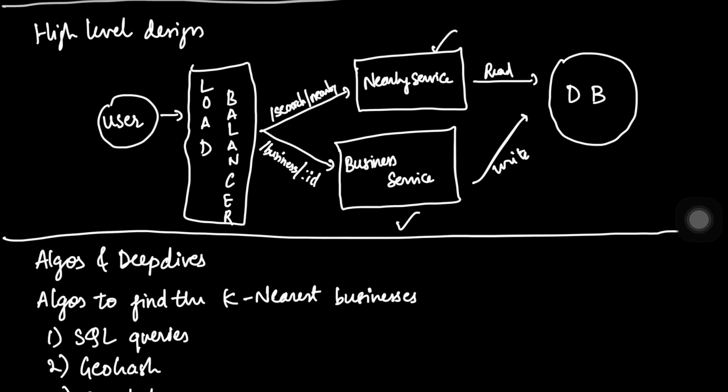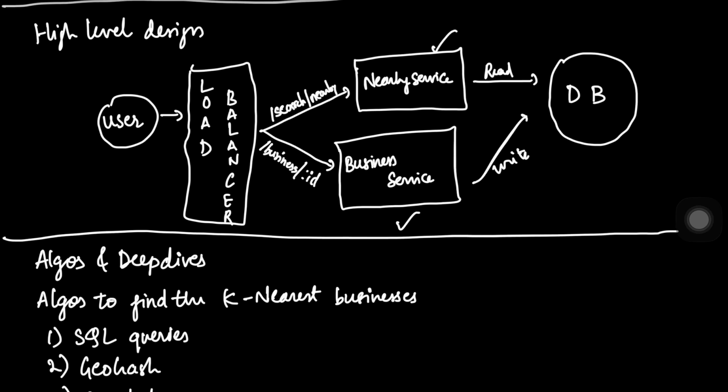Alright, now that we are done with the high level design, we'll move on to the last part of our delivery framework, that is deep dives. And now we are getting to the meat of the problem: everything we have discussed so far, the APIs, the requirements, the scale, all of it relies on one single critical question. How do we actually find those nearby businesses in real time?